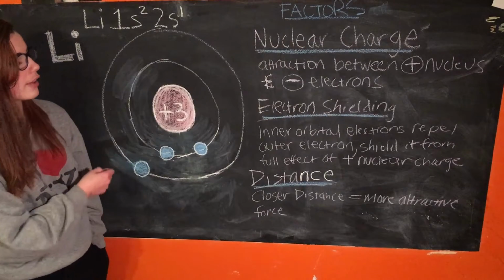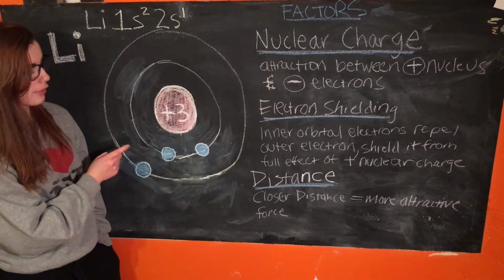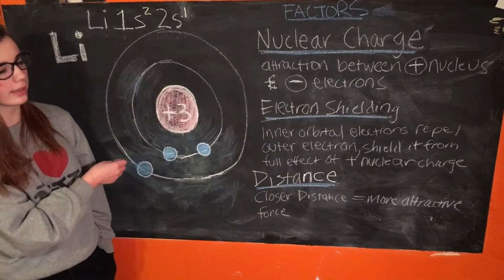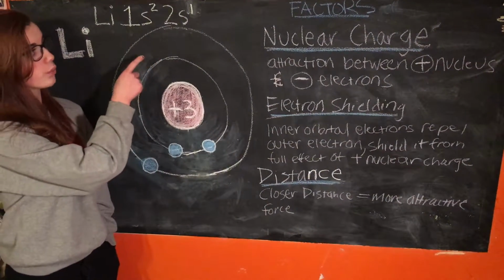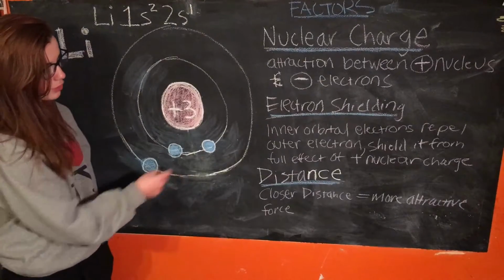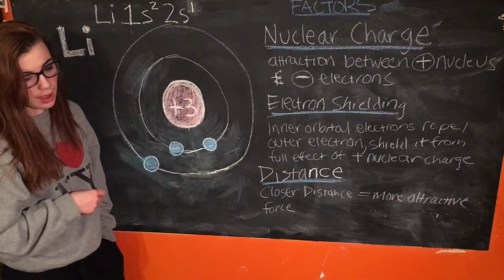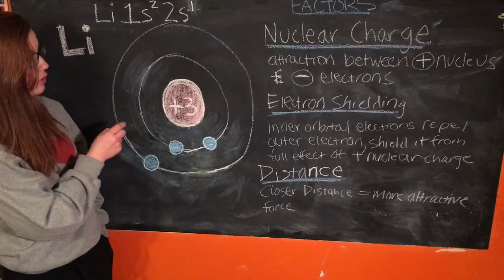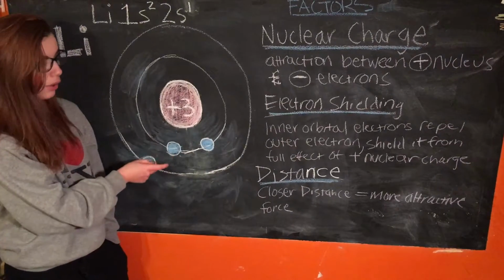So essentially what we have here is a Bohr model of a single atom of lithium, which can be represented with the electron configuration of 1s2, 2s1, with 2 electrons on the inner orbital and 1 on the outside. This is a neutral atom because there's the same number of protons in the nucleus as there are electrons.